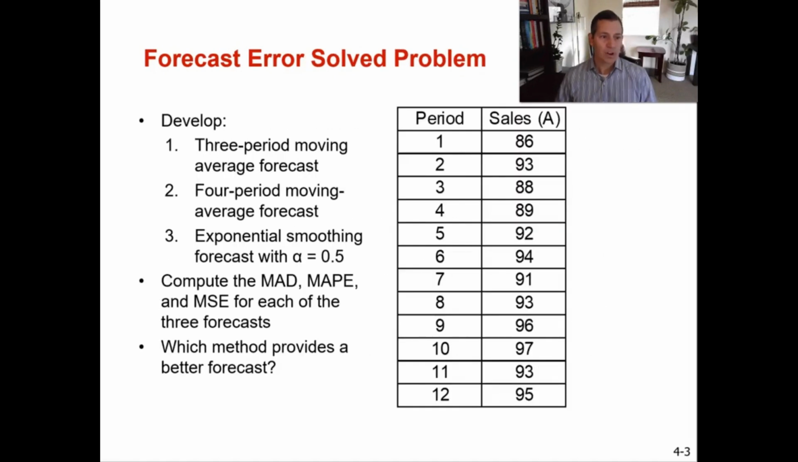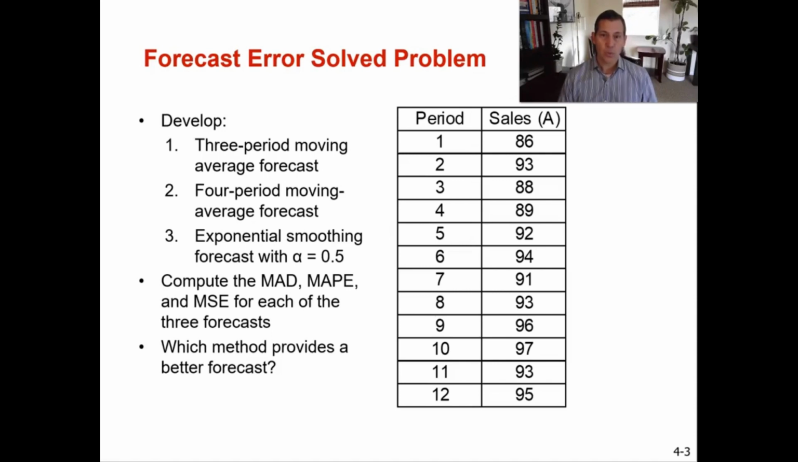So what we are going to work on together is we are going to develop a 3-period moving average forecast. We're going to do a 4-period moving average forecast. Then we're going to do an exponential smoothing forecast with an alpha of 0.5. After we calculate all of those, we're going to compute the mean absolute deviation, the mean absolute percentage error, and the mean squared error for each of those 3 forecasts. And we're going to determine which of those 3 forecasts, 1, 2, or 3, has the best forecast given the data that you see on the screen.